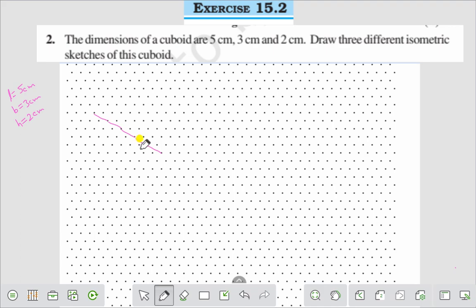And breadth as 3 cm. Let us take breadth as 3 cm. That is from here 1, 2, 3, right? And let us take height as 2 cm, 2 unit. Or if we take this as a centimeter, 2 unit, that is 1, 2. Right?